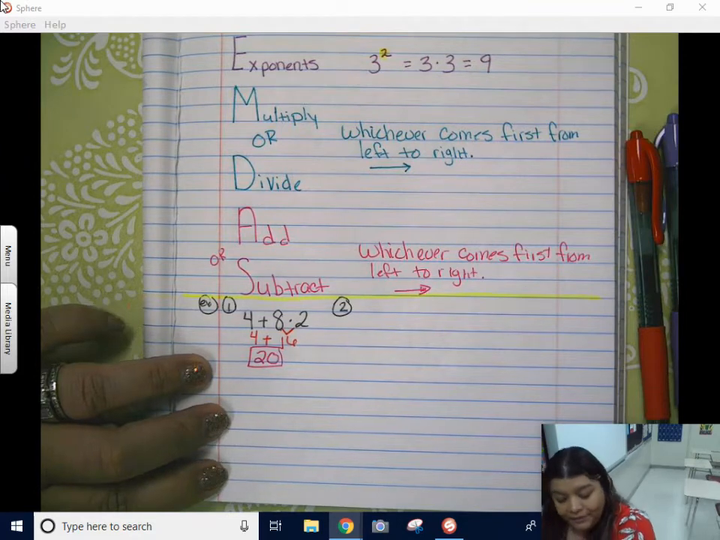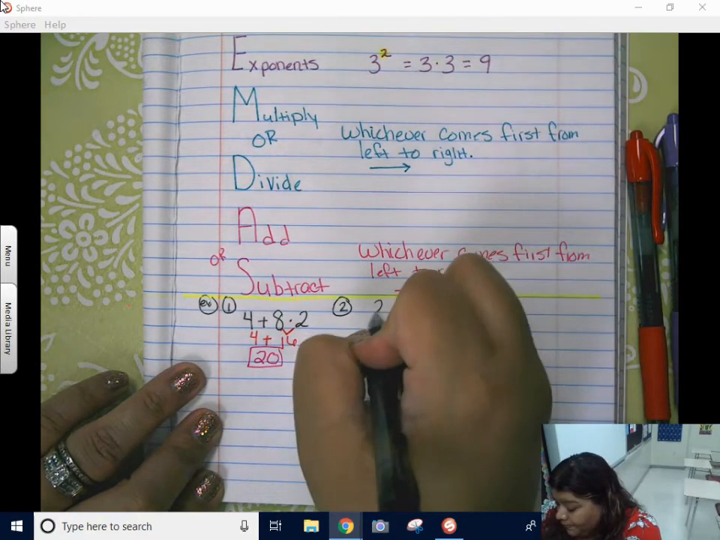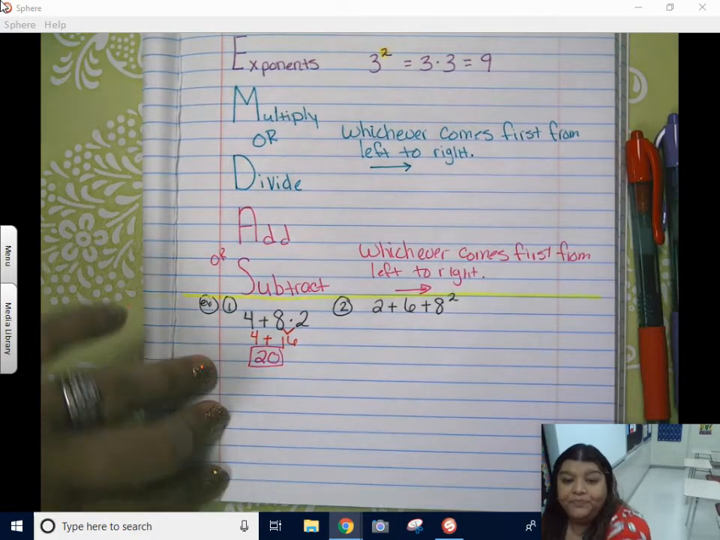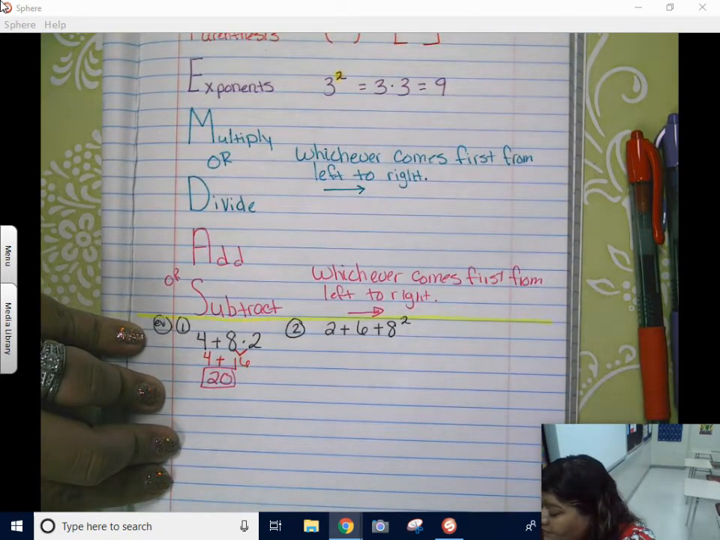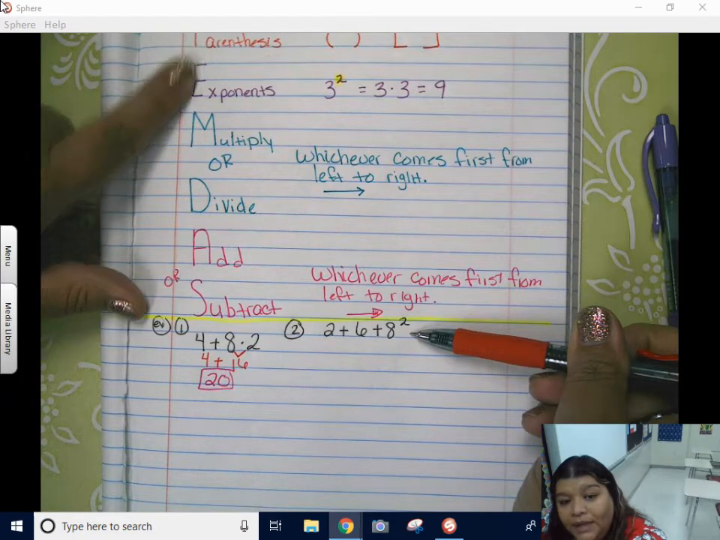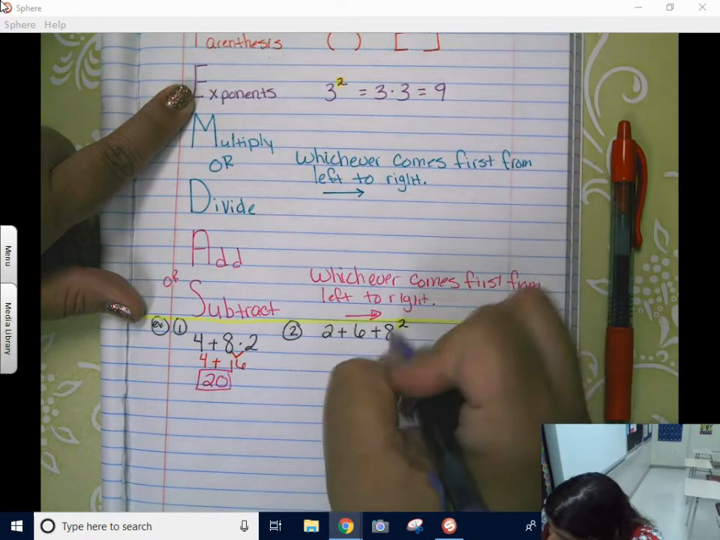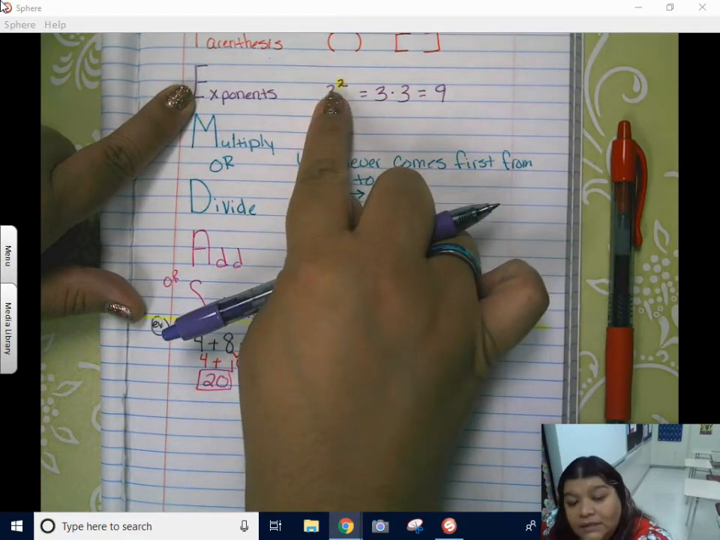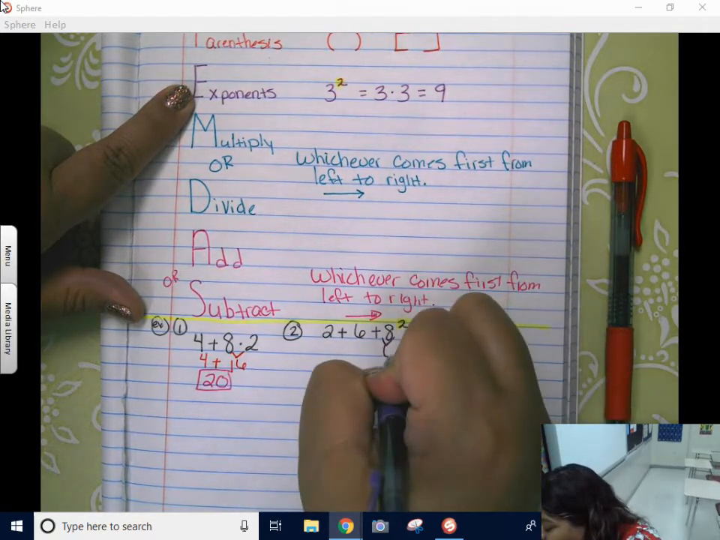Okay, you ready for a little harder one? Okay, let's get into some more operations. Let's go with 2 plus 6 plus 8 squared. 2 plus 6 plus 8 squared. Okay. Now following PEMDAS again, do you see any P parentheses? Nope. How about exponents? E. Yes. Here's my exponent right there. So I have to solve this problem. Now 8 squared, or 8 to the second power. Remember what it means? It means I'm going to do 8 times 8. And what is 8 times 8? It is 64. Good.